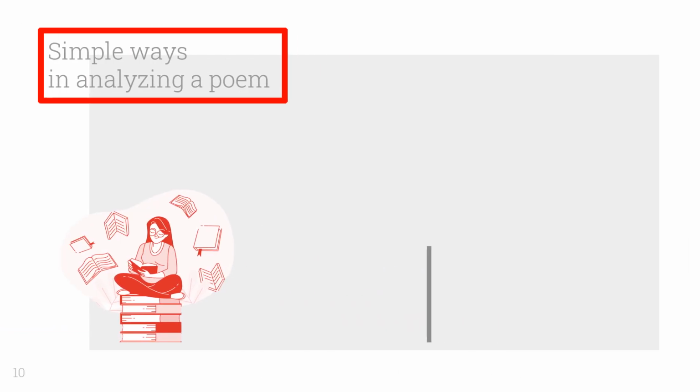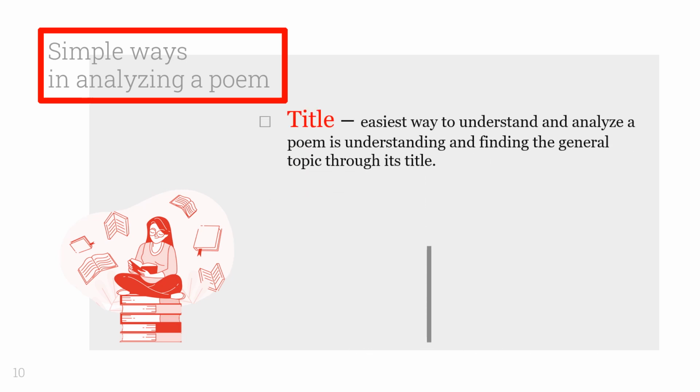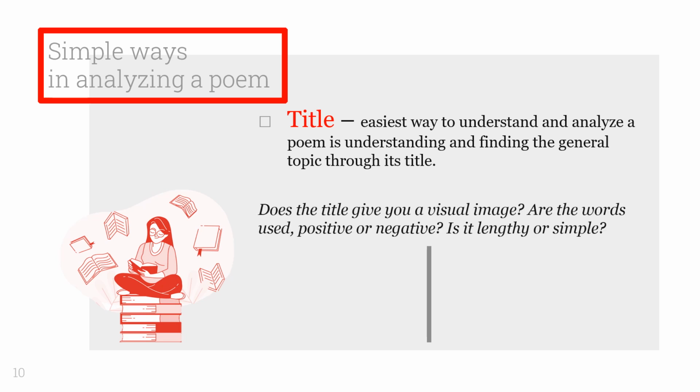I know that you've already had a little background from high school, senior high school, and even in your early literature subjects on how to analyze a poem, but let's go ahead and have a refresher for that. So first one, you have to know the title. It is the easiest way to understand and analyze a poem and finding a general topic through its title.